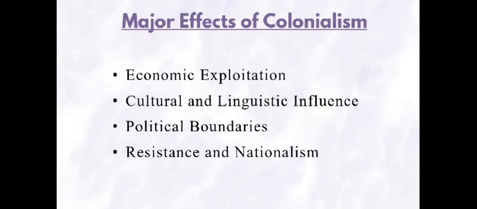Coming to the major effects of colonialism, we can see economic exploitation, cultural and linguistic influences, political boundaries, and resistance and nationalism. Coming to economic exploitation, colonizers extracted wealth, raw materials, and labor. Moving on to cultural and linguistic influence, European languages, religions, and values were imposed on colonized societies. In political boundaries, artificial borders drawn by colonizers led to conflicts. Under resistance and nationalism, colonial rule led to independence movements.